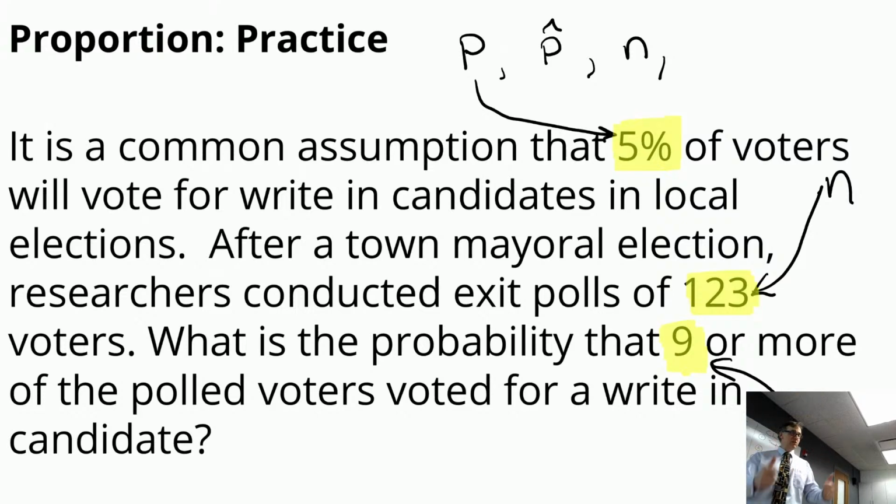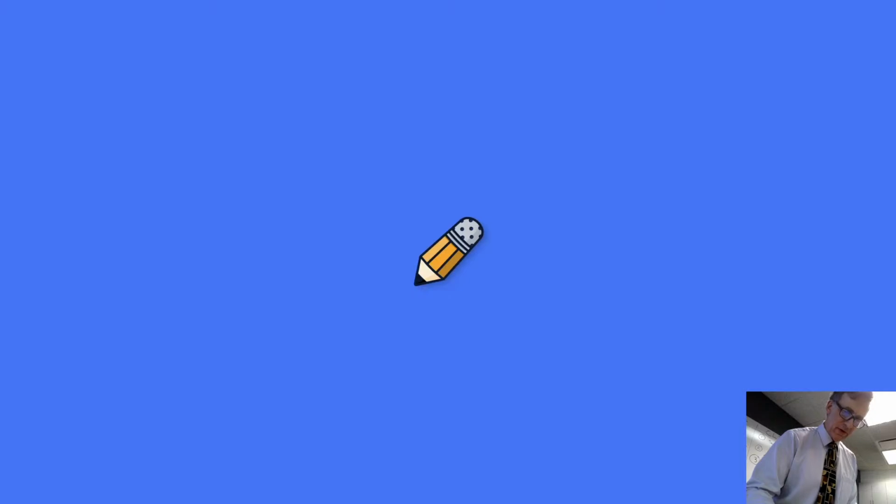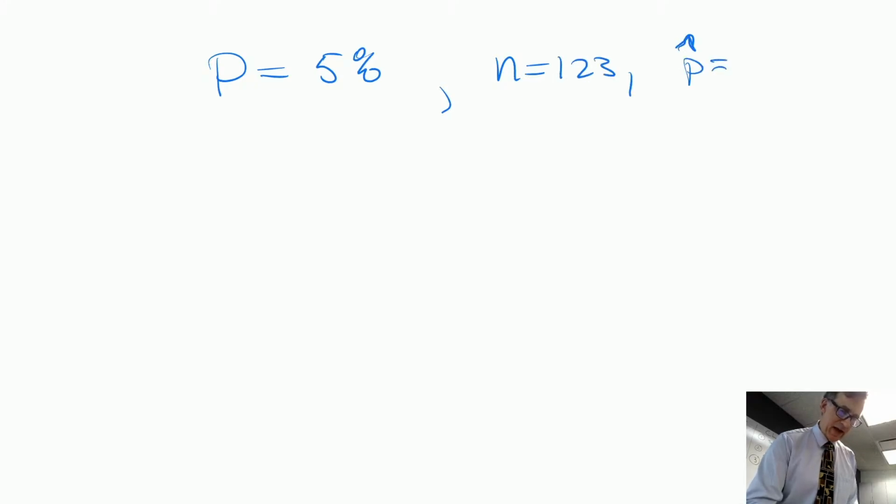So far, so good. We can do this. Next, we need to take this and turn it into a normal curve. So let's go make the normal curve. I'm going to have to switch over here. N is 123. P is, okay. I'm going to make a new one, sorry to keep jerking you around here. Okay, so let me remind you what we have. We have 5% for P. N was 123. P hat was 9 over 123.